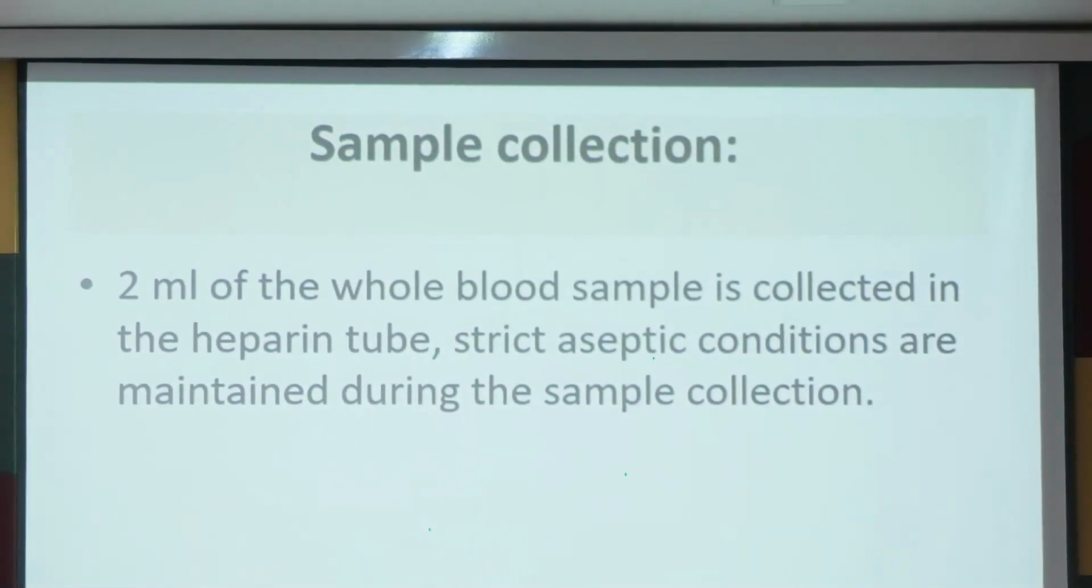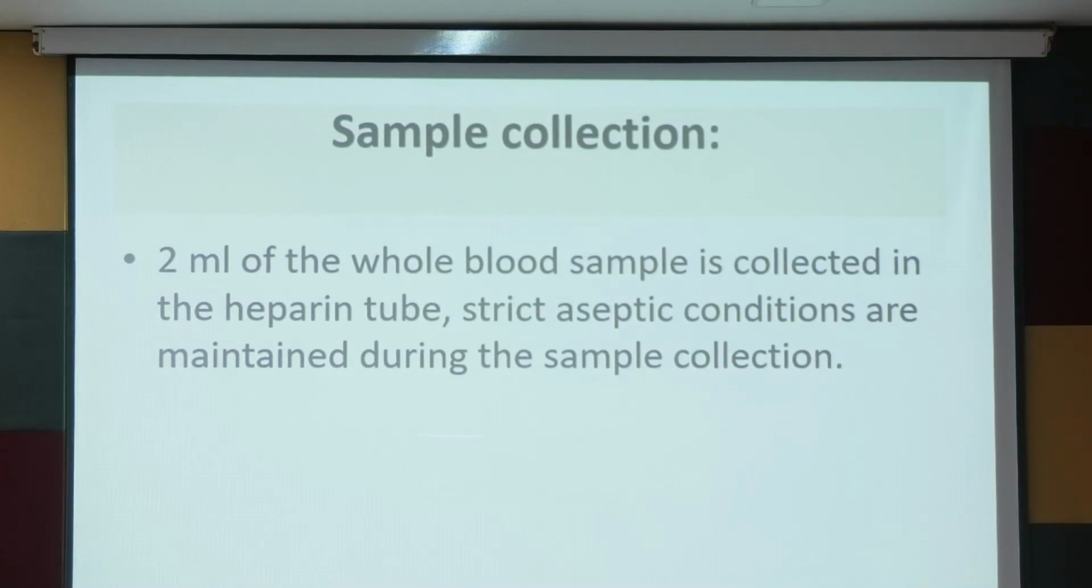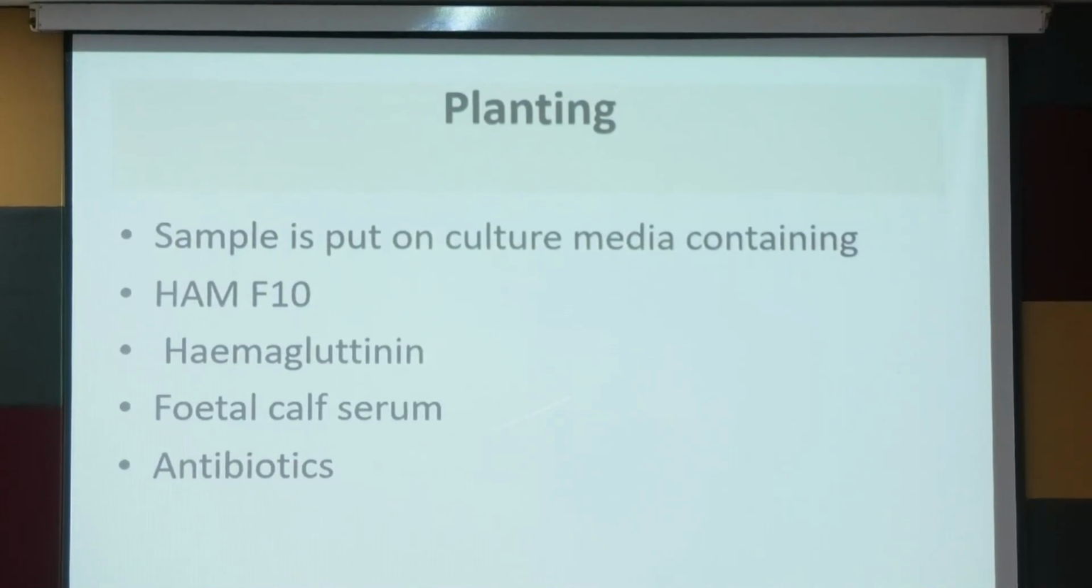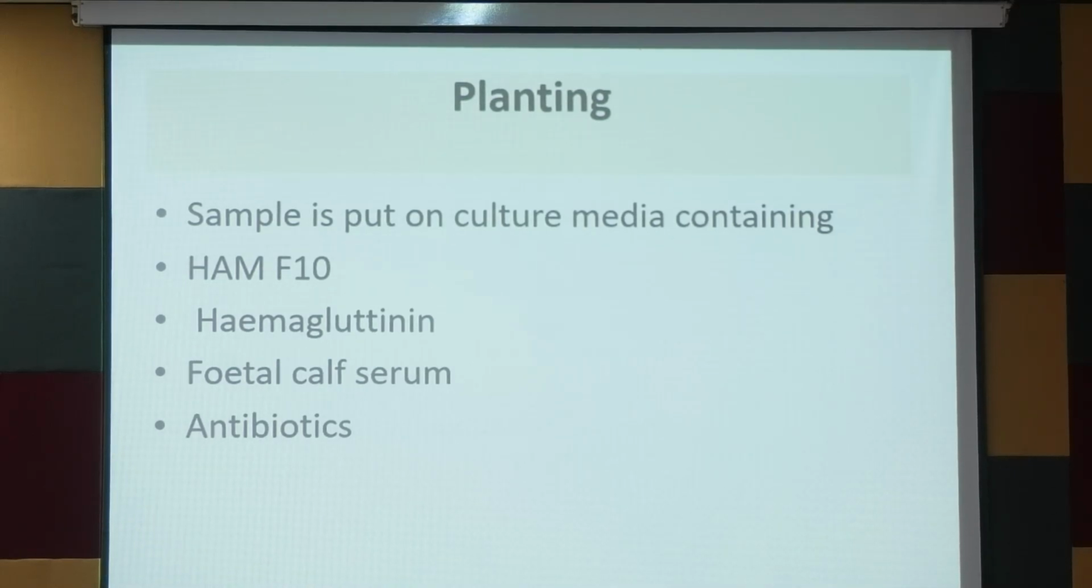So this is what we call it, 2 ml of the whole blood we have taken out. Once you get this whole blood, everything together, with proper asepsis and sample collection, we put the sample in the culture media. These are the stimulants: hemagglutinin, fetal calf serum, antibiotics, so that we do not get germs in here. We are getting the chromosomes.